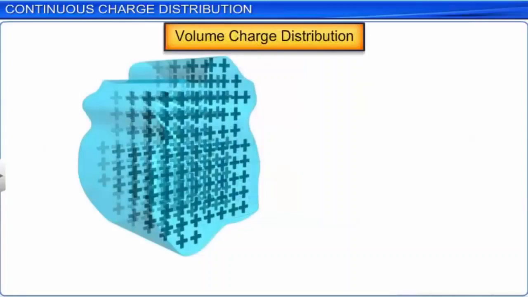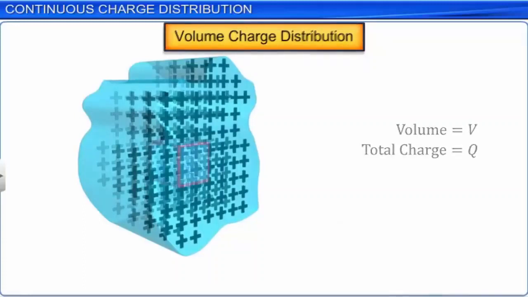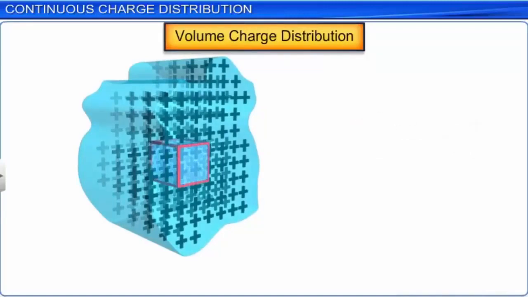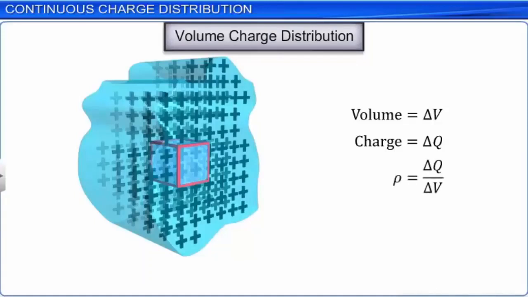Now let us consider a volume charge distribution. Consider a volume V carrying a charge Q. Let us assume that the total volume is divided into a number of small elements, each of volume delta V having a charge delta Q. Then, volume charge density or charge density ρ of such a volume charge distribution is defined as the charge per unit volume. Thus, ρ is equal to delta Q by delta V and is measured in Coulomb per meter cube in SI unit. It is a scalar quantity.